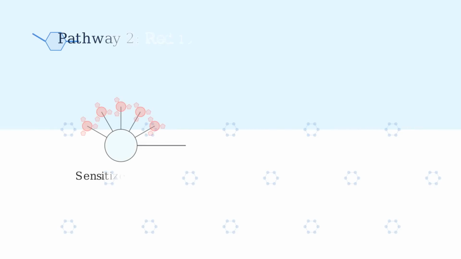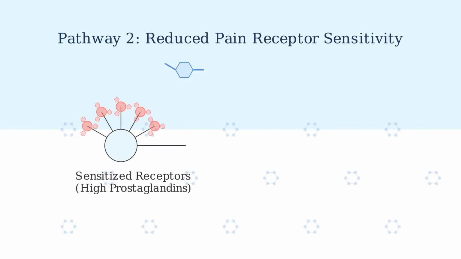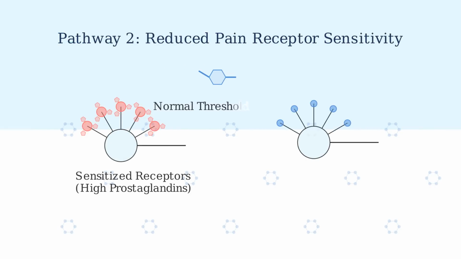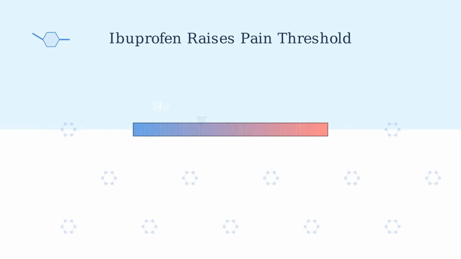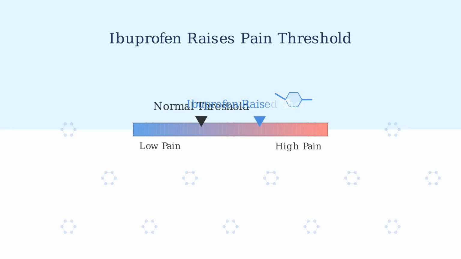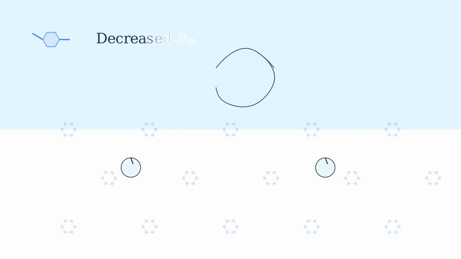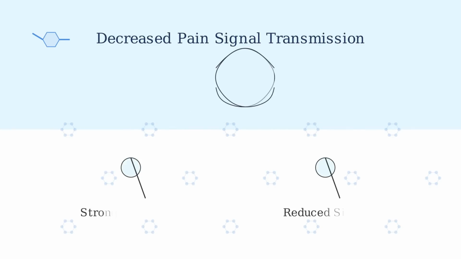Prostaglandins also sensitize pain receptors, making them more responsive to pain stimuli. When prostaglandin levels are high, pain receptors become more sensitive, lowering the threshold for pain signals. By reducing prostaglandin levels, ibuprofen effectively raises the threshold for pain signals. This means stronger stimuli are required to trigger pain sensation. The result is decreased pain signal transmission to the brain. With fewer and weaker signals reaching the brain, pain perception is significantly reduced.